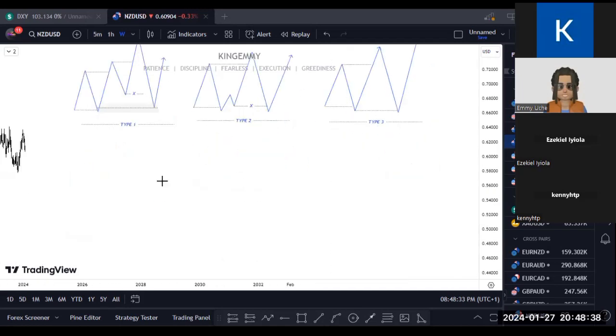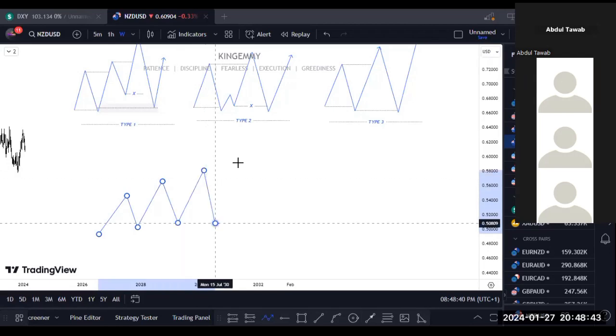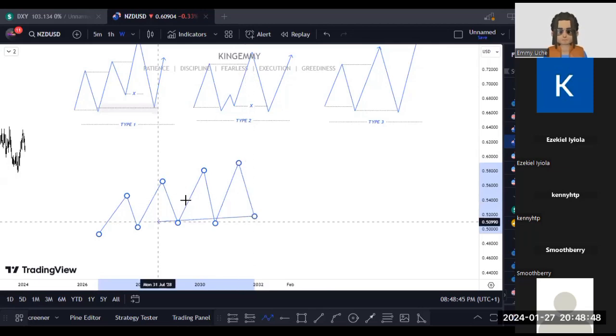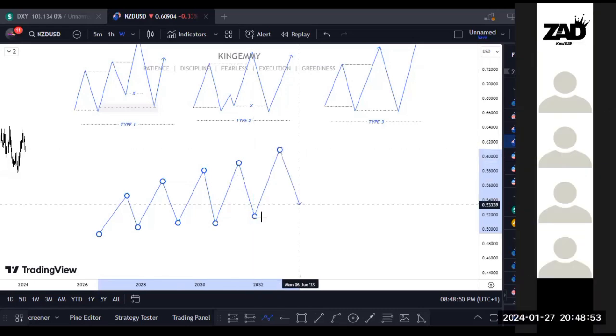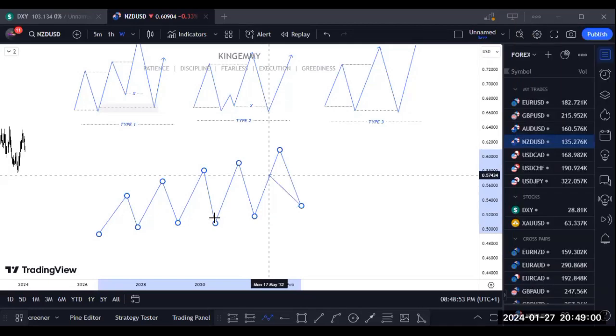How do we tell? Okay, this is a bullish market, right? Price is creating higher highs and higher lows. Okay, higher high, higher high, higher low, higher high, higher low, while the low is being protected. Price is bullish, right? Price is bullish. This is how we understand it.